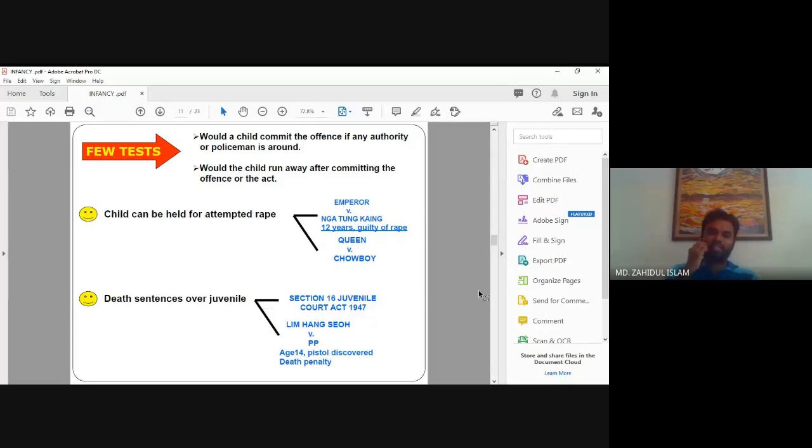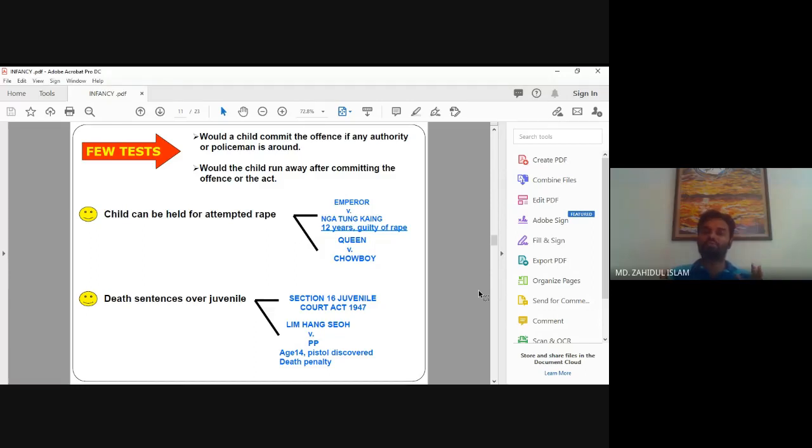Another is the apple test. The court can put some apples and some money together. Then the court tells them to take one. If they take the apple, then the court will understand they are not mature enough. If they take the money, then the court understands they know what is good and what is bad, etc. Then they are mature enough.